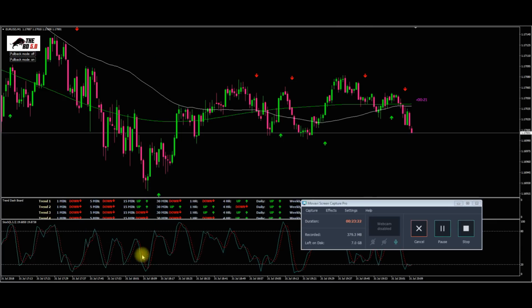But yeah, today's trading session has been a little bit risky. The market's been very volatile, but I just wanted to show you the concept of how you can scalp the 1 minute charts using the BD 5.0.